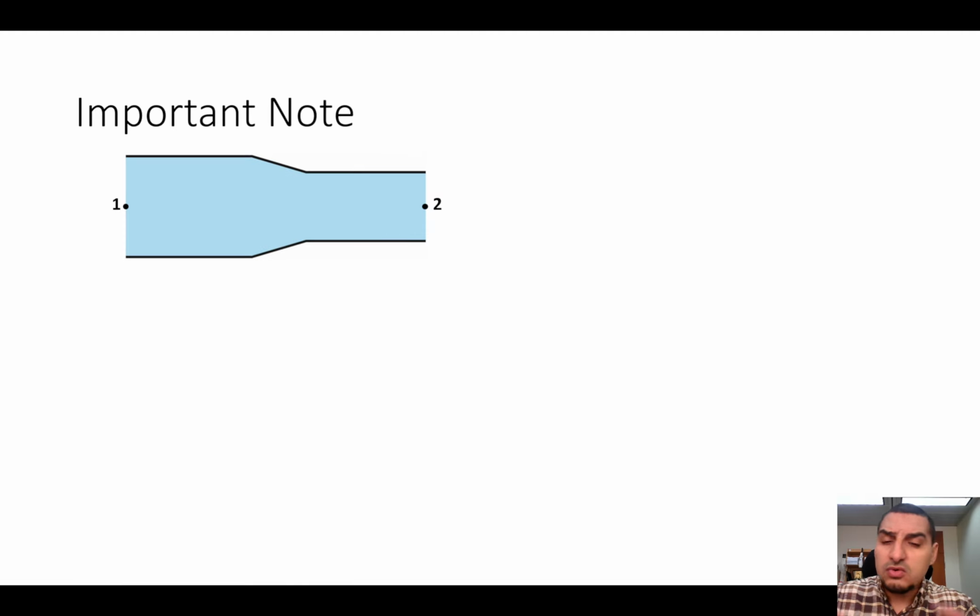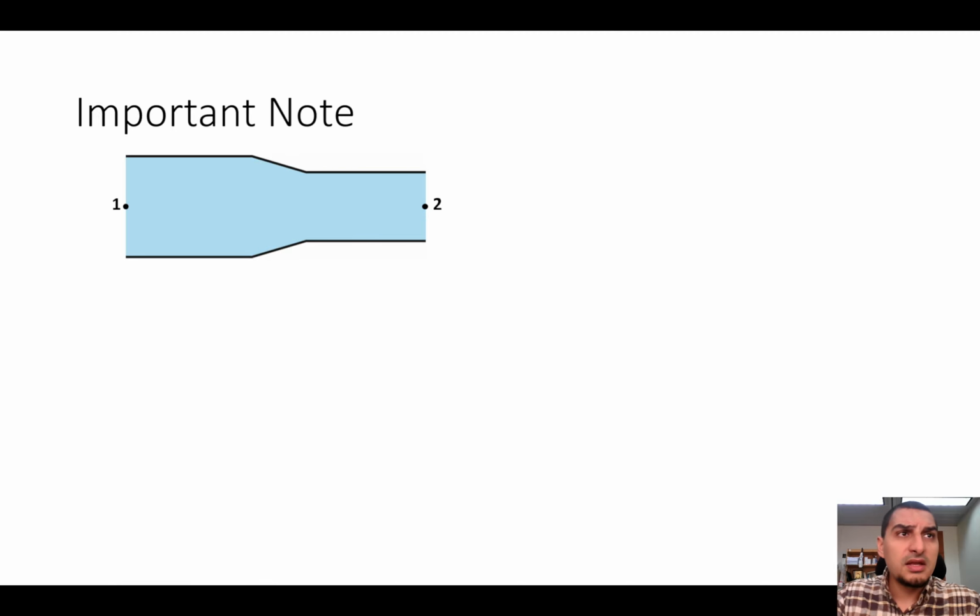I'm going to compare two cases just to make things clear and understandable for you. Let's consider a case where we have a pipe with a large cross-sectional area, and this is going through this region where the cross-sectional area is reducing, and at the other side it's coming out at point 2. The fluid is leaving at point 2.